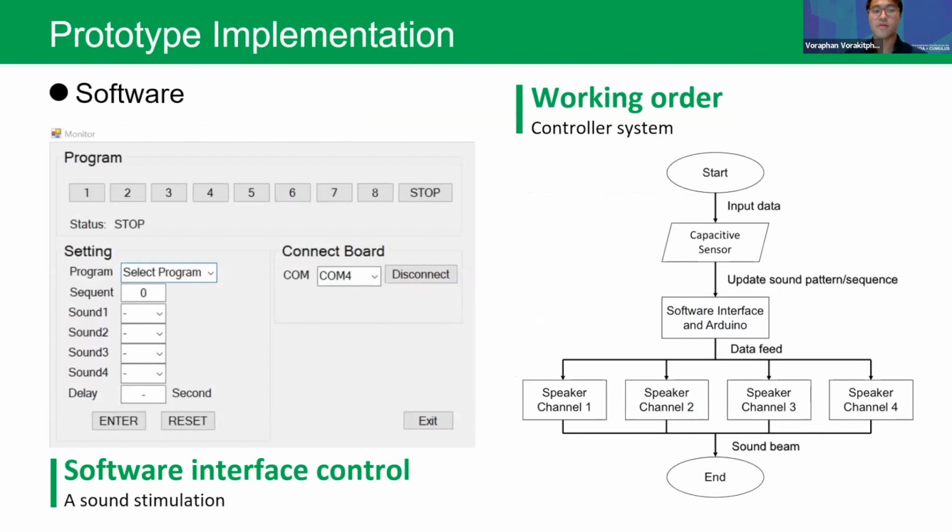And for the software control, we use the GUI that can create the sound sequences, and also set the order of each speaker that delivers the sound. And also on the right side, for the working order, we first input the data as people sit on the sensor, and then the data is fed to the software interface and Arduino, and then the sound is sent to each multi-channel speaker, and the sound is emitted.